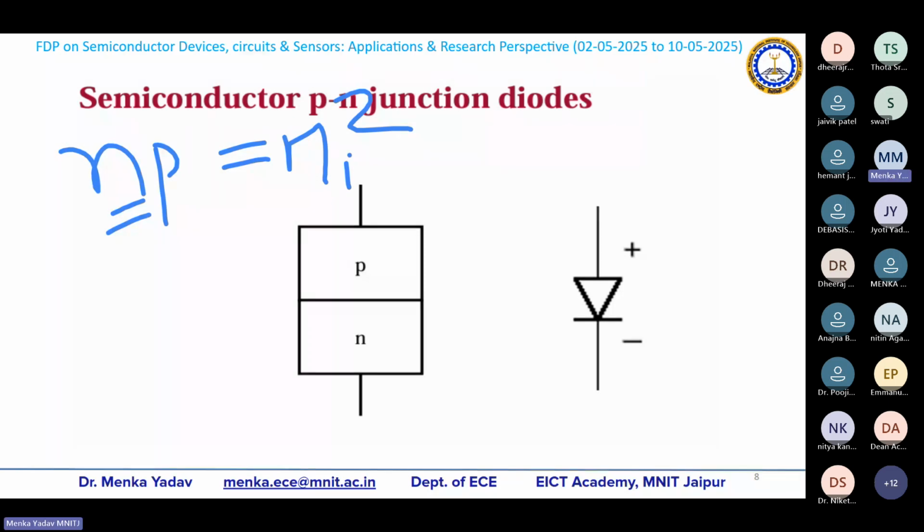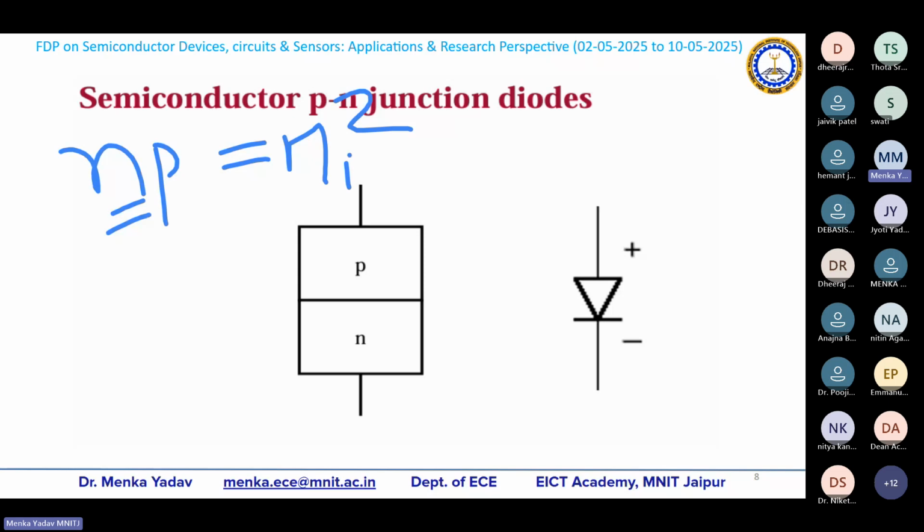By the time you put in your query, I am revising yesterday's mass action law and related things we have discussed. The mass action law is n into p is equal to ni square. What is n? n is basically the number of free charge carriers, which are electrons, right? And p is the number of free charge carriers, which are holes.